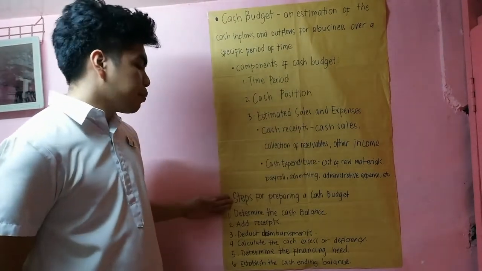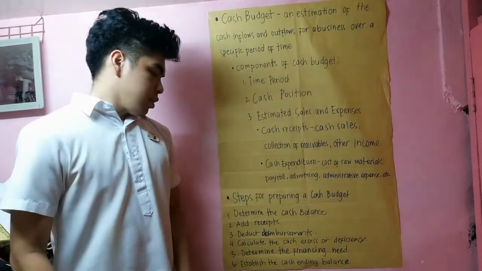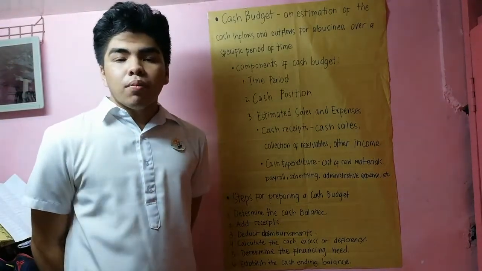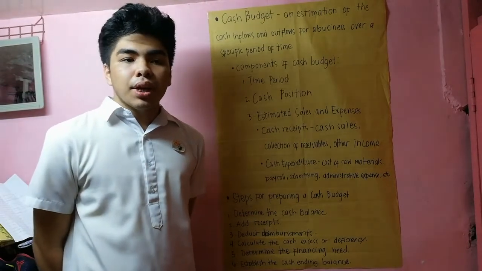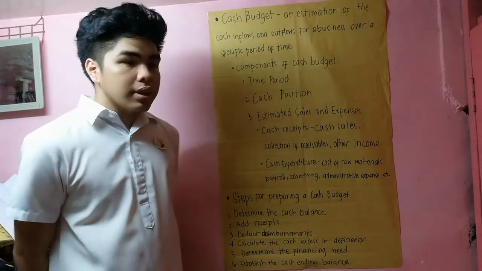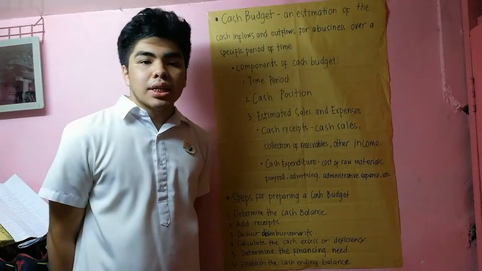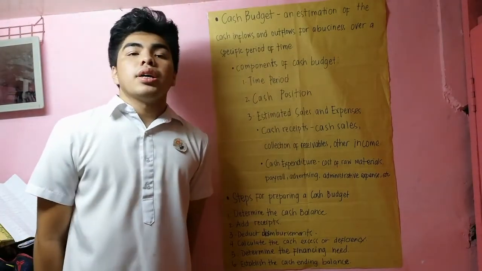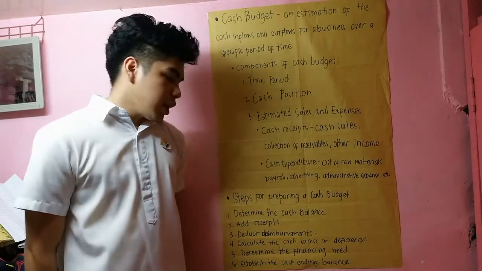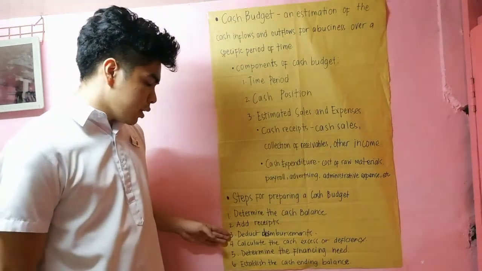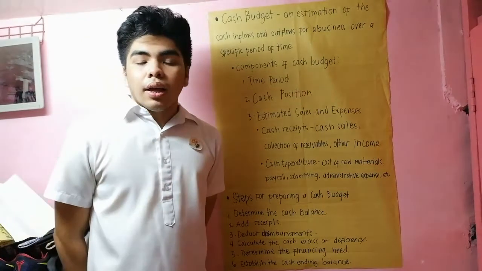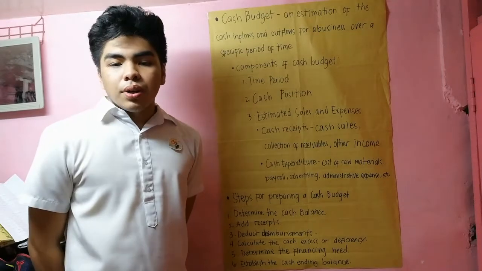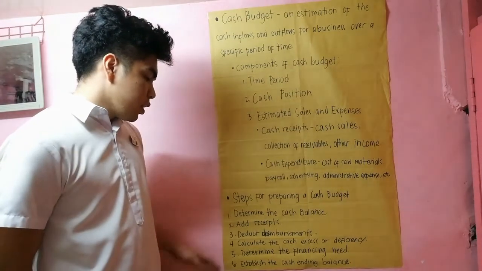So what are the steps for preparing a cash budget? First, determine the cash balance. Determine how much cash will be available at the beginning of the period. Second, add receipts. Determine how much expected cash receipts are collections from the customers that will flow into the cash account. Third, deduct disbursements. Calculate how much cash will be required to cover disbursements or cash payouts during the period.